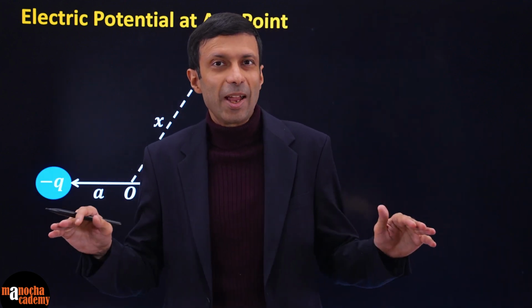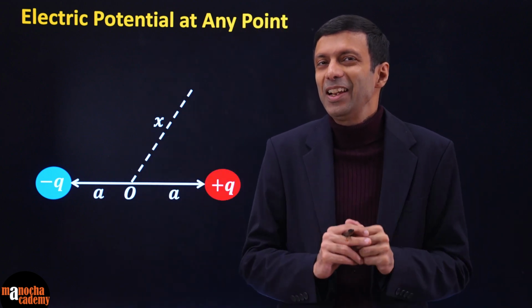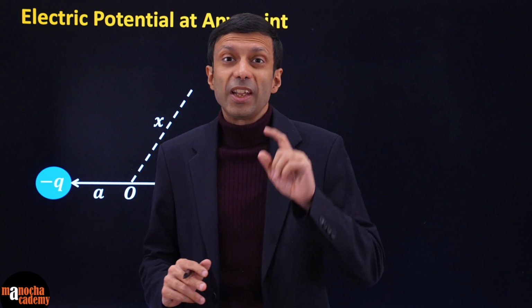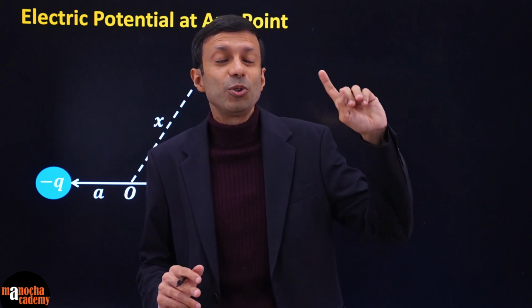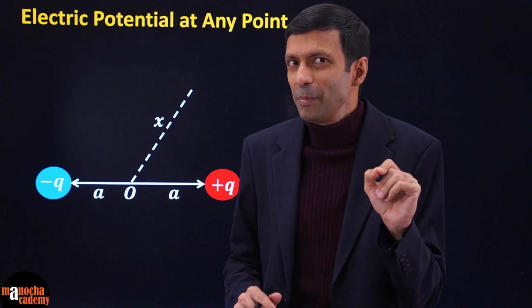We have looked at the electric potential on the axis of the dipole and on the perpendicular bisector. But what if we consider any random point? How do you find the electric potential there? So we can use the same trick that we had used earlier to find the electric field due to a dipole. Do you guys remember?